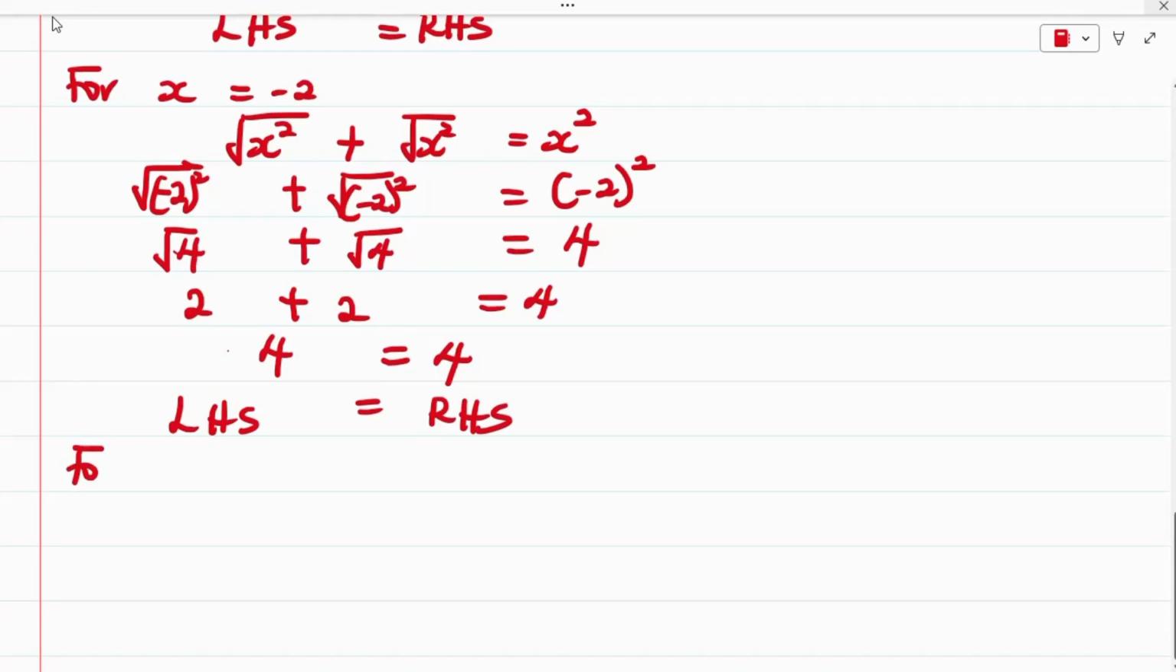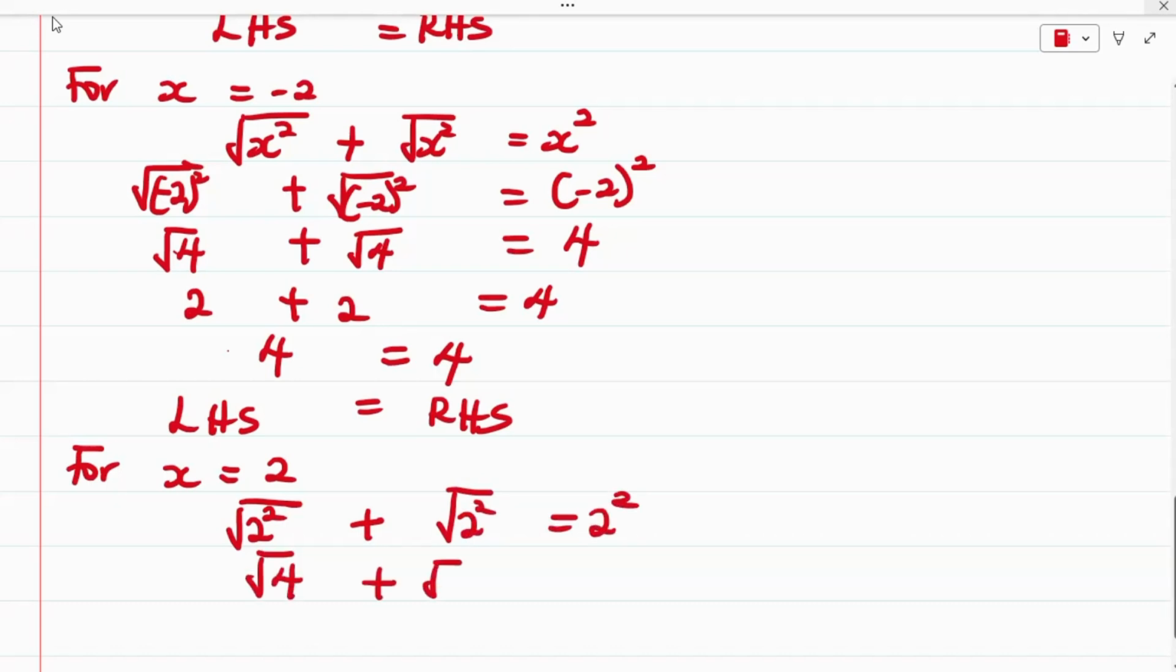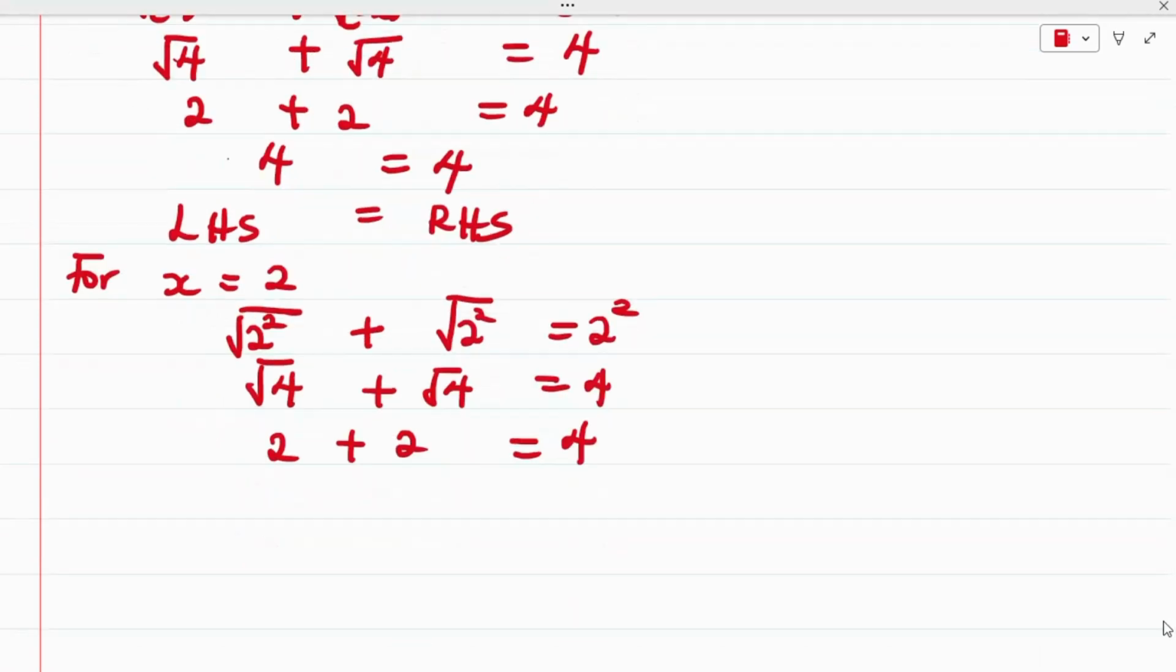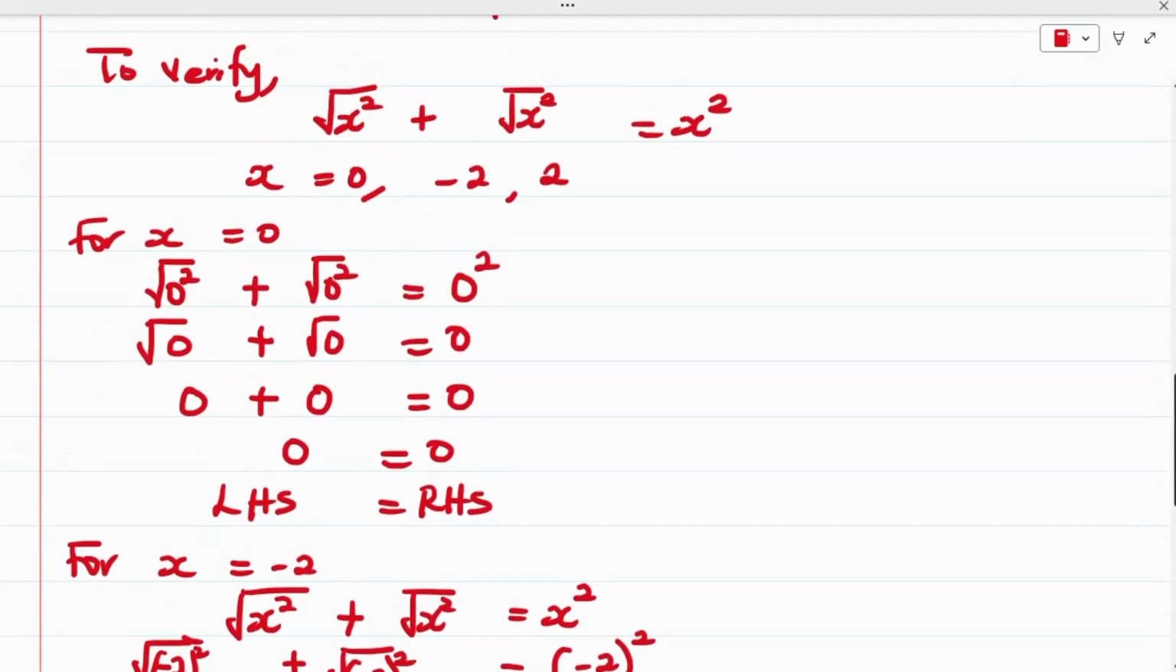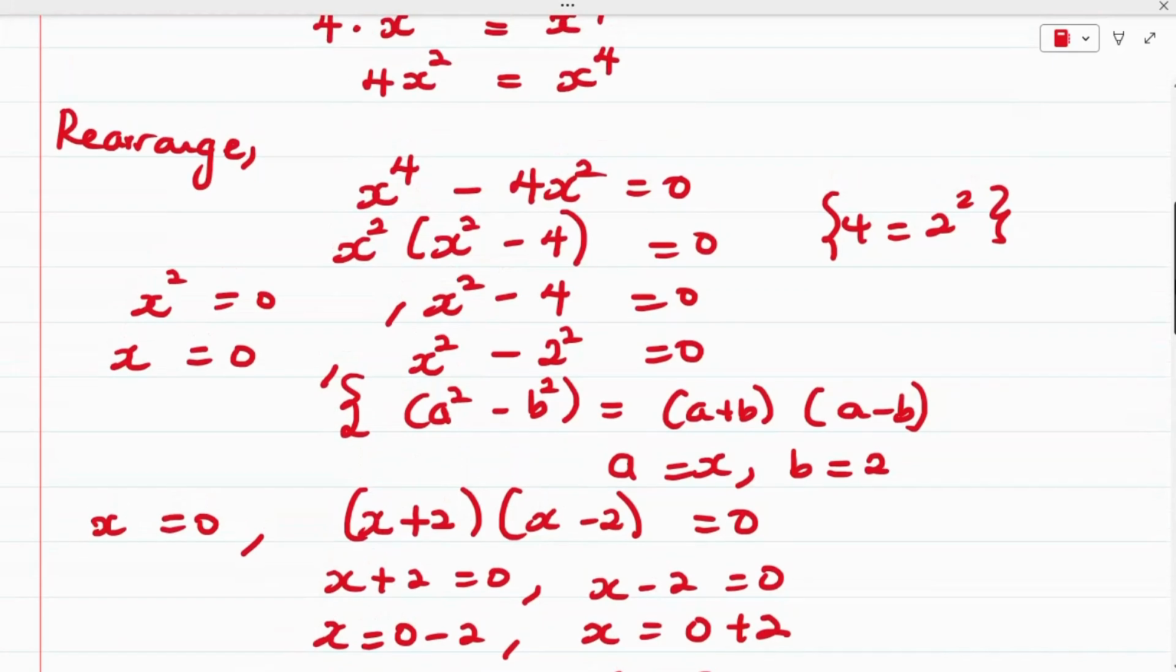So lastly, for x equals 2, we have the square root of 2 squared plus the square root of 2 squared is equal to 2 squared. We have the square root of 4 plus the square root of 4 is equal to 4. The square root of 4 is 2, plus 2, which is equal to 4. Now we have 4 equals 4. So the left hand side is equal to the right hand side, and we have been able to verify this right here. So guys, this is how you can solve this square root math problem.